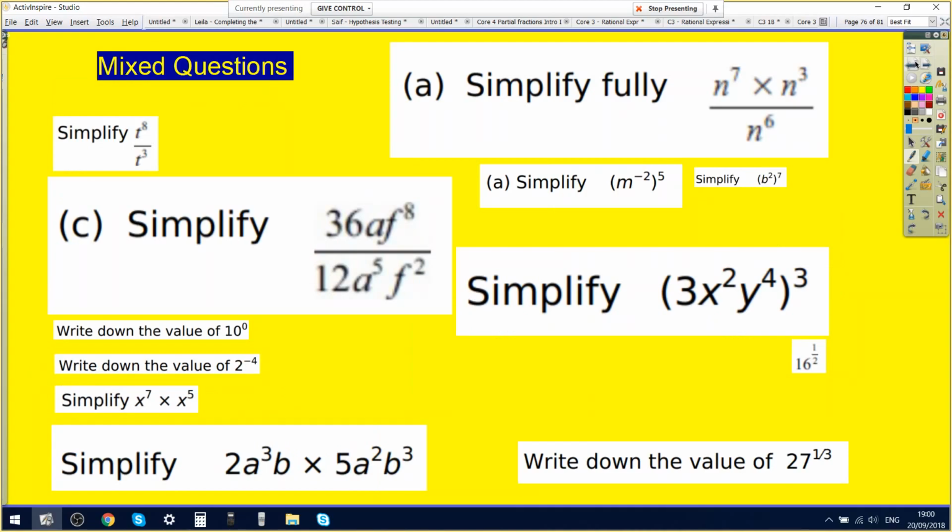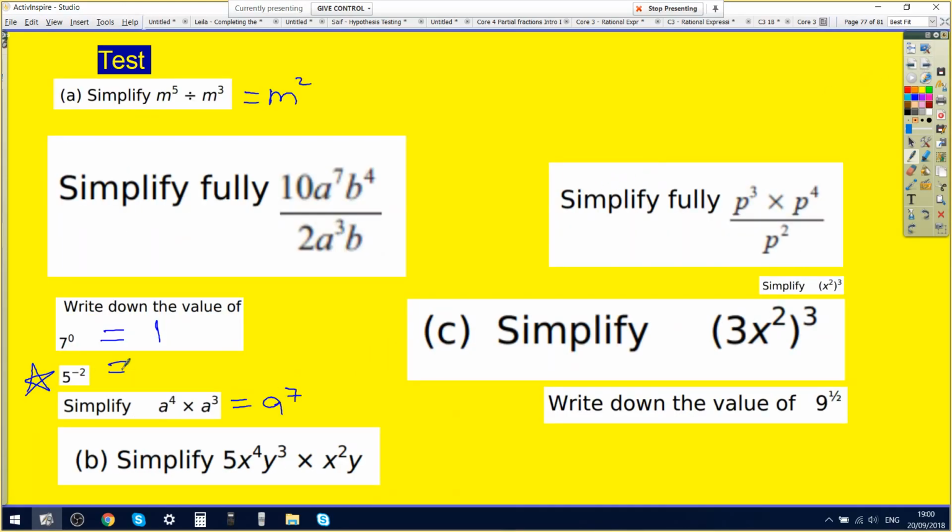We'll do a similar one. So this one here, 2 to the minus 4. It's the same as the reciprocal, 1 over 2 to the positive 4. That gets rid of the negative. And so 5 to the minus 2, what would that be? 1 over 5 squared. Yeah. And can you make that simpler? 1 over 25. Well done. That's it.